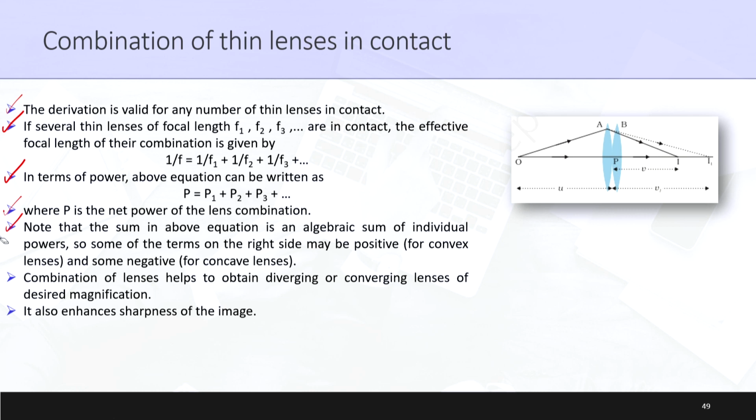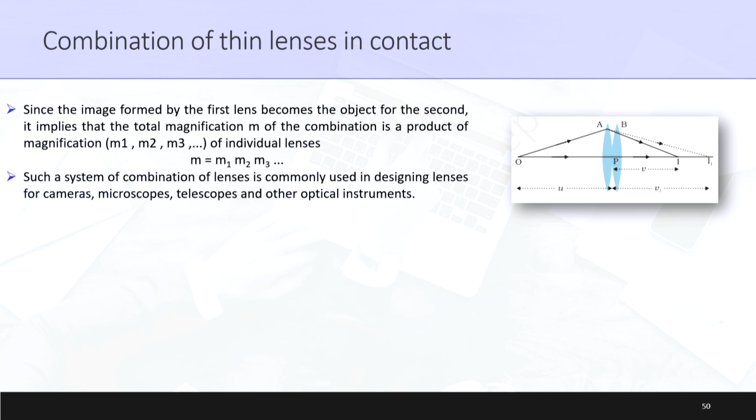So, combination of lenses, what is the application of this now? Combination of lenses helps to obtain diverging or converging lenses of desired magnification. It also enhances the sharpness of the image. So, basically the applications are, first of all, to obtain diverging or converging lenses of desired magnification, and second, it also enhances the sharpness of the image. Okay. So, this is the complete formulation of combination of thin lenses in contact. Okay, fine. So, this thing has also been explained.